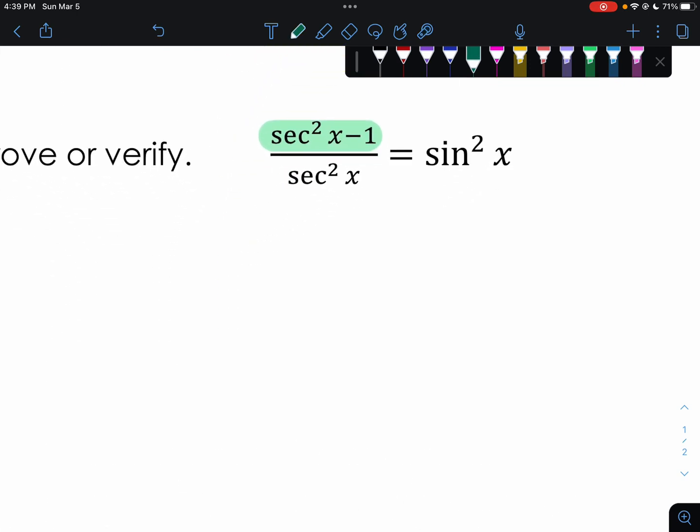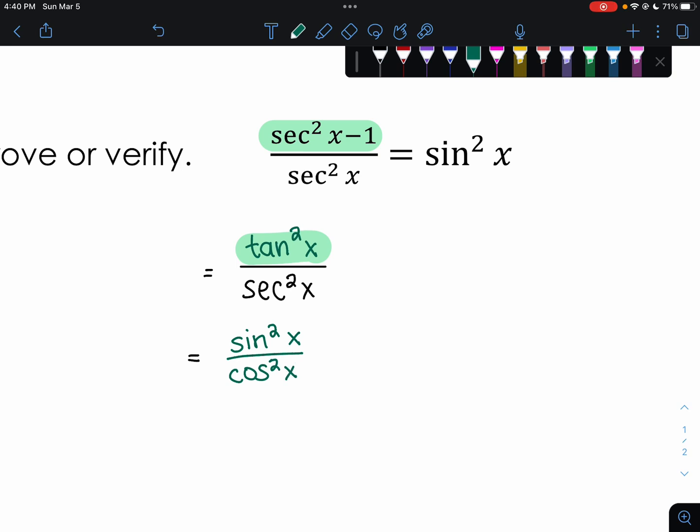So we have tangent squared x divided by secant squared x. Now that I have it simplified like that, now I can rewrite it in terms of sine and cosine. So tangent squared x is going to be sine squared x over cosine squared x. And I'm still dividing it. And now I'm going to fix secant squared x and say it's 1 over cosine squared x.